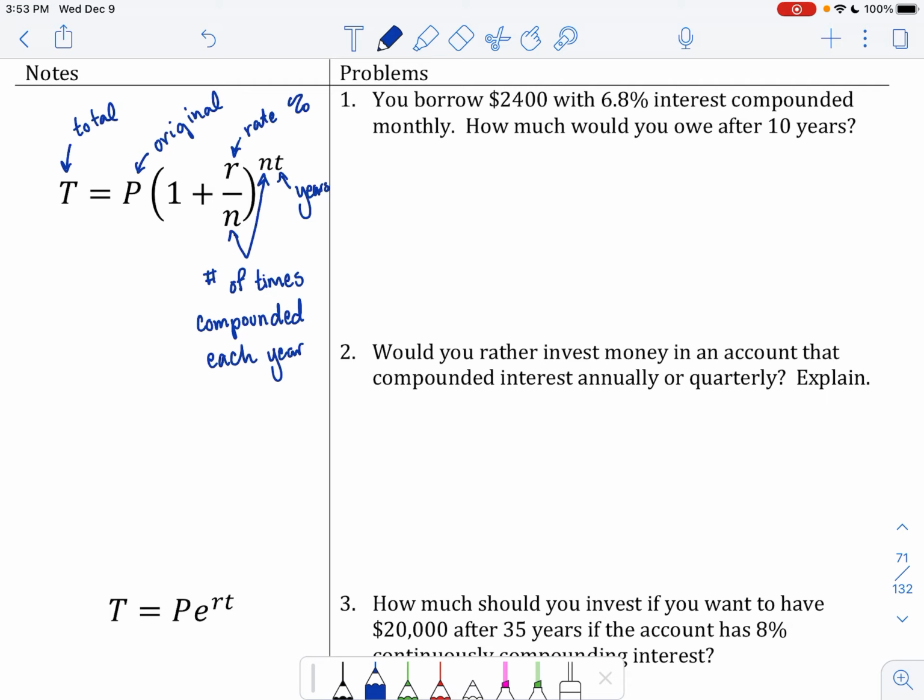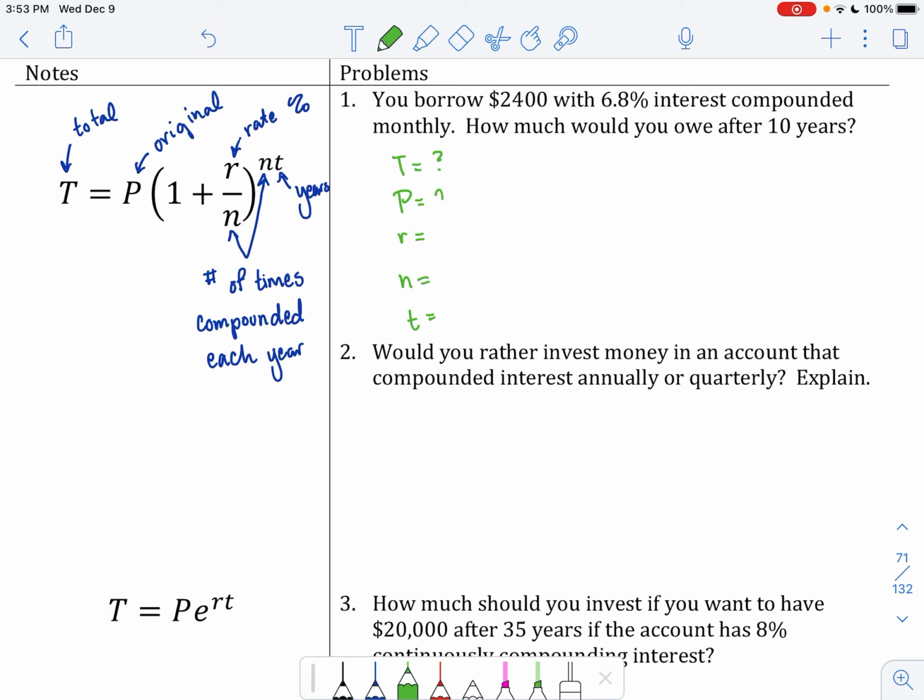So number 1, you borrow $2,400 at 6.8% interest compounded monthly. How much would you owe after 10 years? What I find helpful with these, if I'm stuck, is I'm going to look at my formula and fill in everything that I know from the problem. Because there's 5 variables, there's a lot going on. So my total is the unknown. That's what I'm going to solve for.